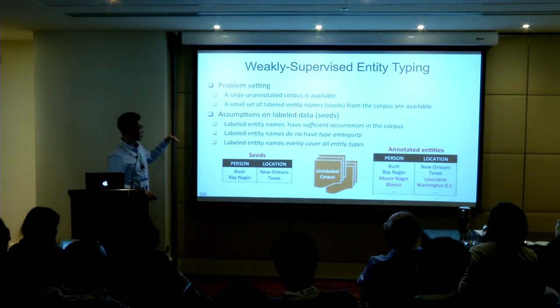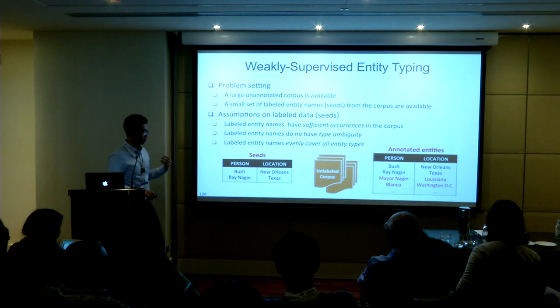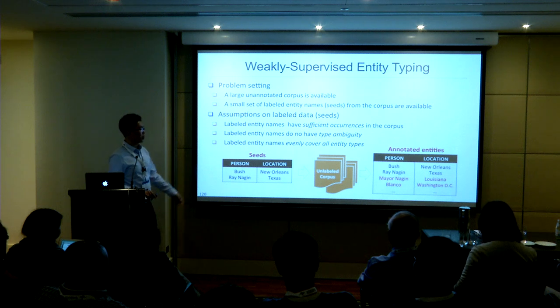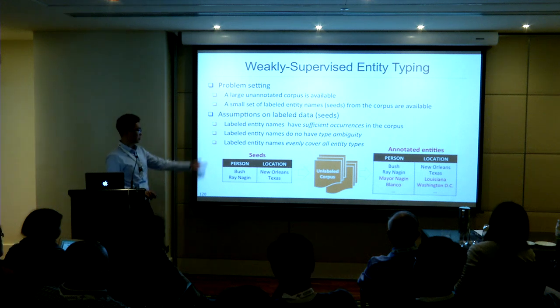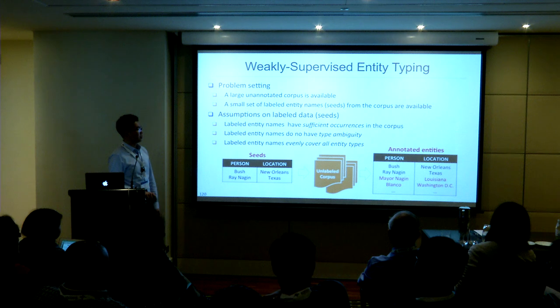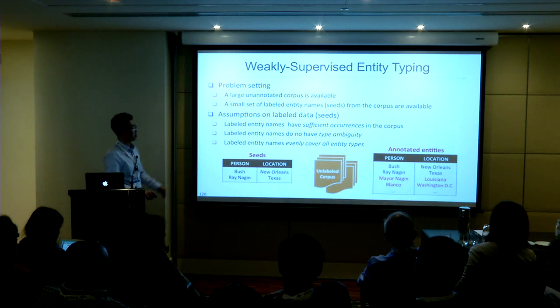For example, this setting can be interpreted very naturally by this example. You take New Orleans and Texas as two unambiguous names in this case, and diving into the unlabeled corpus, our algorithm wants to give you more location names like Louisiana, and say, Washington DC. It's not like it has the name ambiguity in this case, but we'll make that clear later.